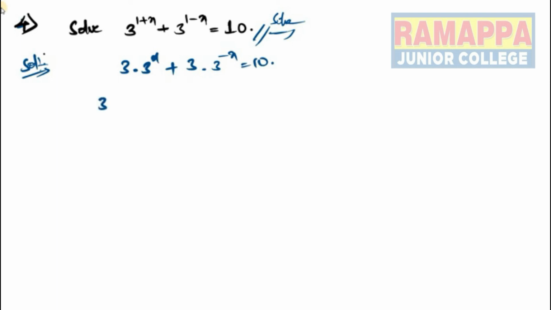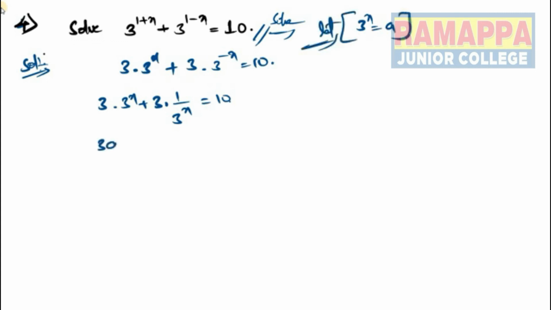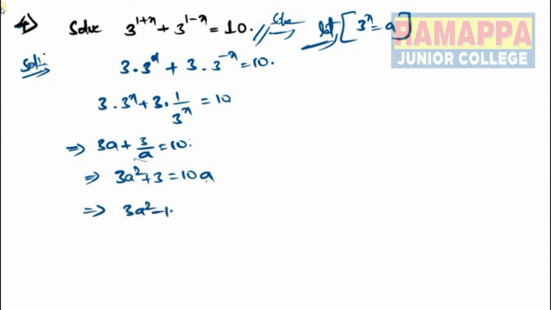3 into 3 power of x plus 3 into 1 by 3 power of x, I will take, is equal to 10. Let 3 power of x be a. So it will become 3a plus 3 by a is equal to 10, and by cross multiplication it will become 3a square plus 3 is equal to 10a. How will 10a come? By cross multiplication, it goes there and becomes multiplication, and 10a comes inside, and it becomes 3a square minus 10a plus 3 is equal to 0. We have to factorize this one.